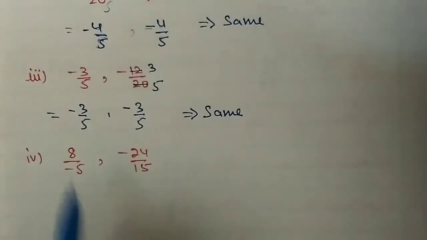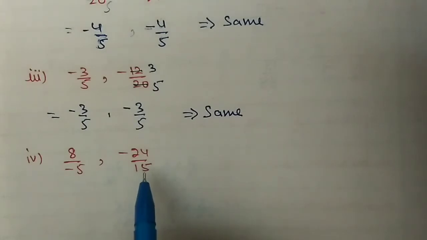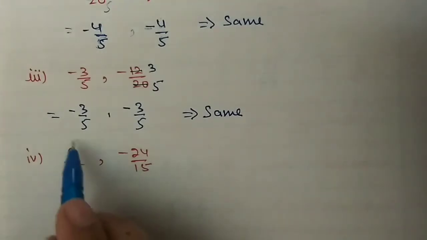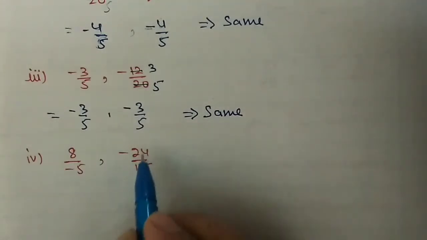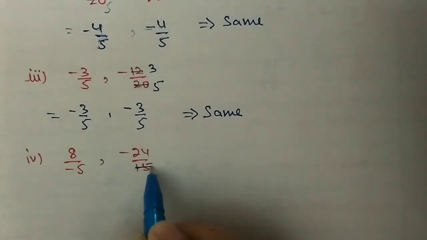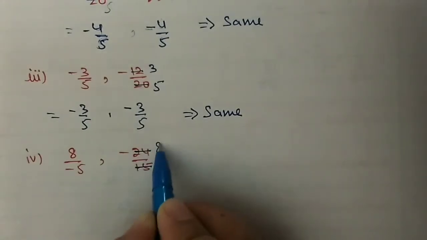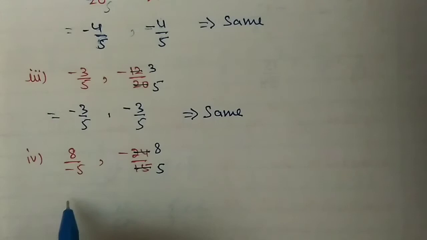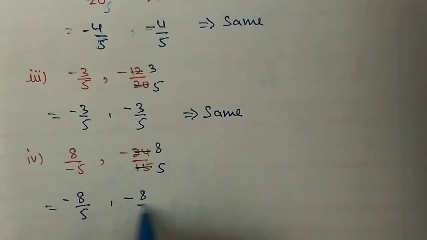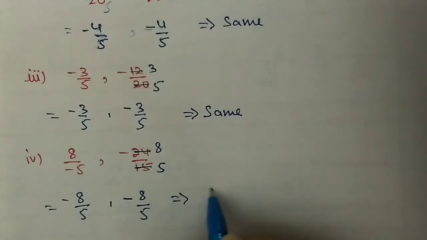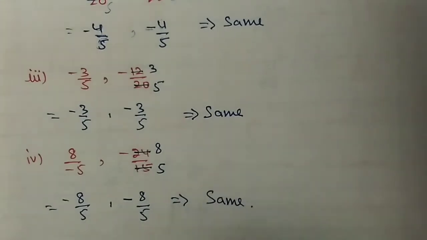Fourth part, 8 by minus 5 and minus 24 by 15. This is already in simplest form. This we can cancel with the 3 table: 3 fives are 15 and 3 eights are 24. So we have minus 8 by 5 and minus 8 by 5. These two also are the same rational number.